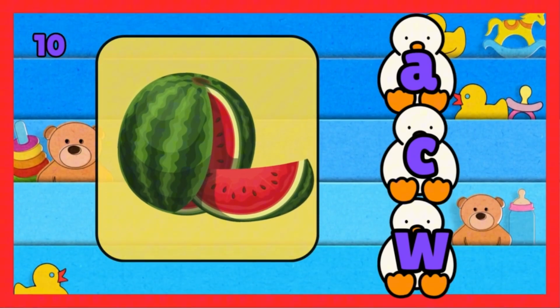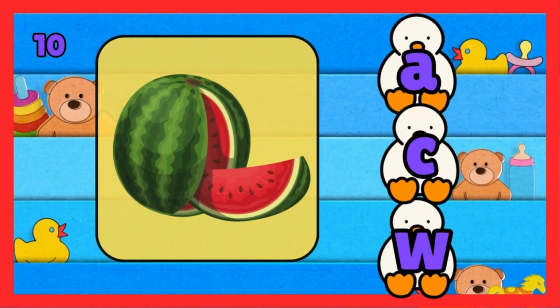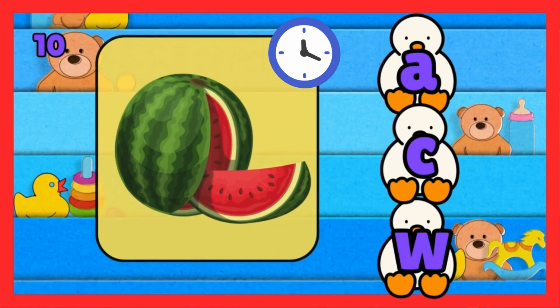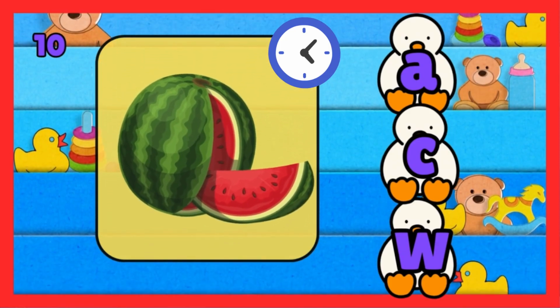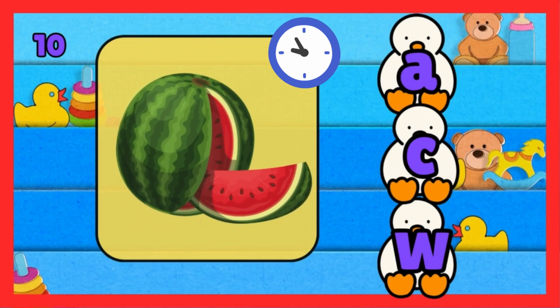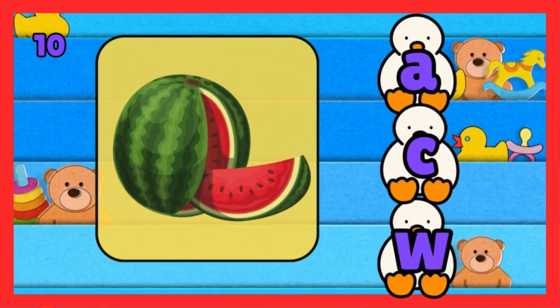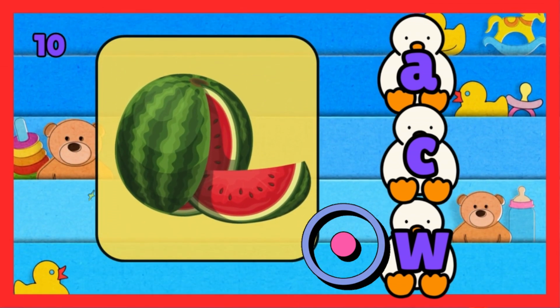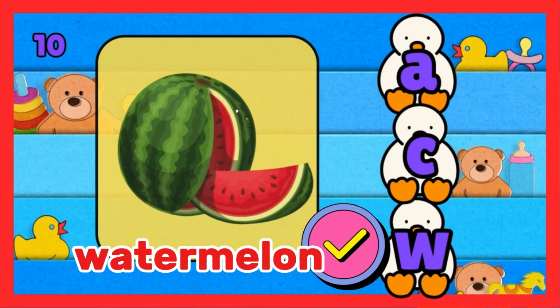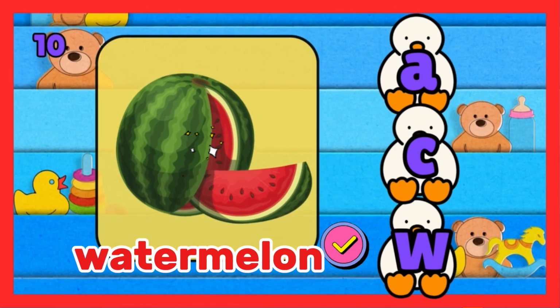What's the beginning letter of the word watermelon? The beginning letter is W. That's right. The word watermelon begins with the letter W.